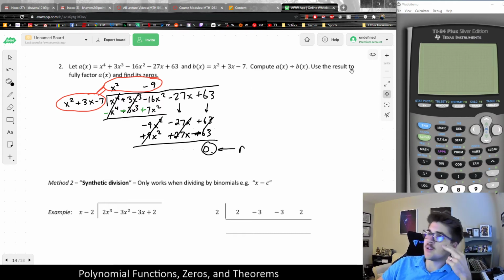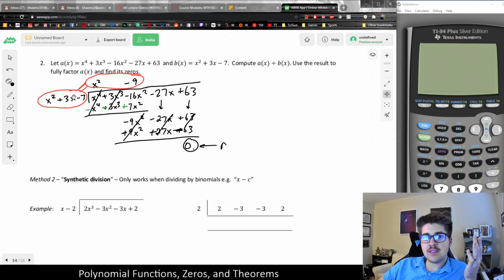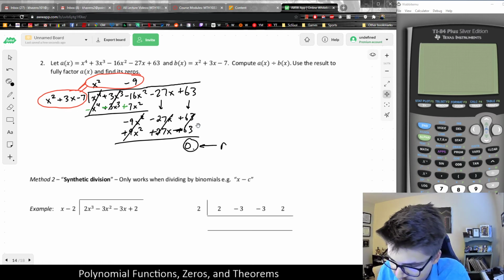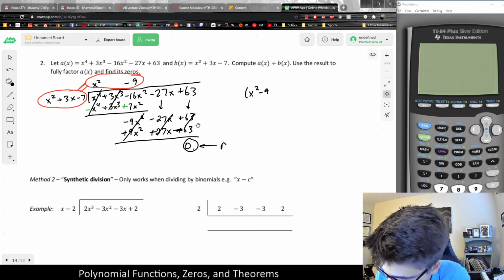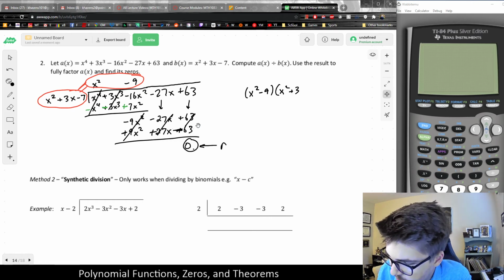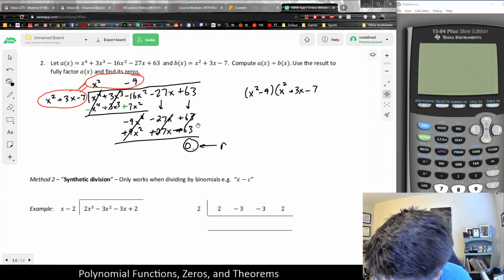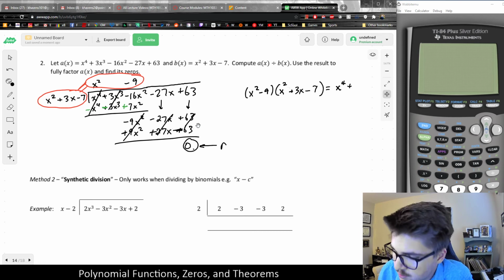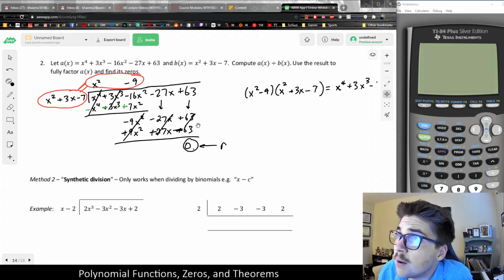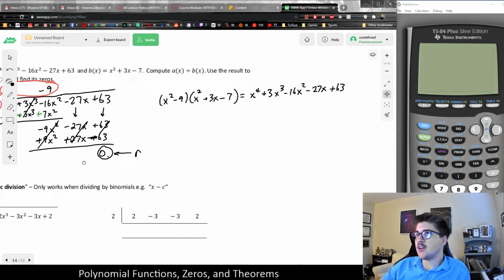And that's kind of what I mean with the second part of this question. It says use result to fully factor a, but basically a was this original polynomial. I now know that these two polynomials have to multiply together exactly to make it because of the remainder of 0. And this is a fact that's often not really understood about division, which is kind of important. But basically, if I take x squared minus 9 and I multiply by x squared plus 3x minus 7, that must be equal to the original polynomial itself, a of x, which was x to the fourth plus 3x cubed minus 16x squared minus 27x plus 63.